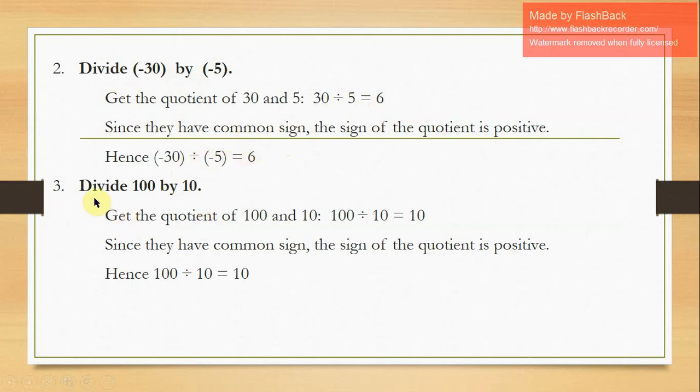So, let's have another example for rule number 1 in dividing integers. Divide 100 by 10. Disregard the sign, just divide the number. 100 divided by 10 is equal to 10. Since they have common sign, the sign of the quotient is positive. What is the common sign? Positive. Positive 100 divided by positive 10. The result is positive 10 also.